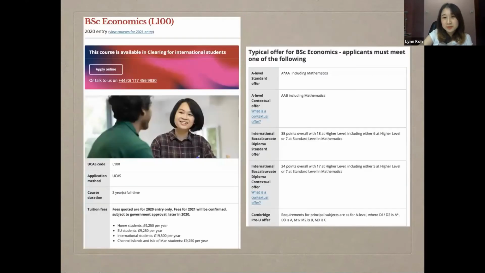Okay, so now I'll be talking about the University of Bristol entry requirements, and so on and so forth. I just took a screenshot from the university's website, and this is accessible if you just search for University of Bristol Economics on Google, and it should be the first result that pops up. This course is a 3-year course, and the fees are as shown in the picture, but please note that this is subject to change as well. It could fluctuate and differ from the picture on the slide.